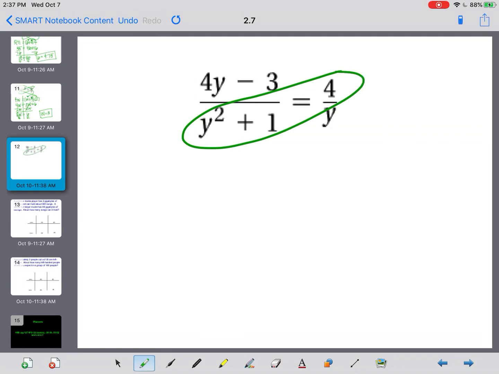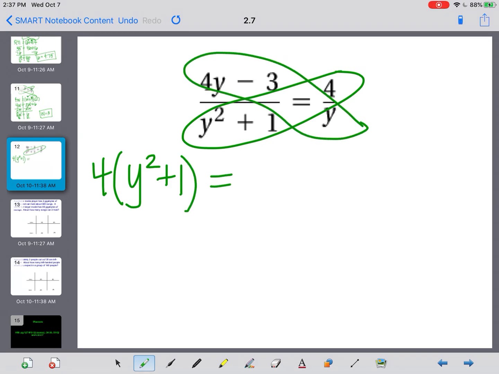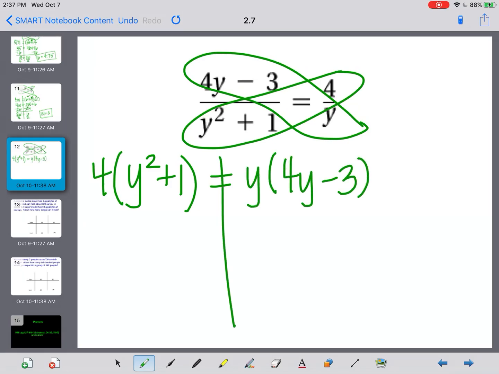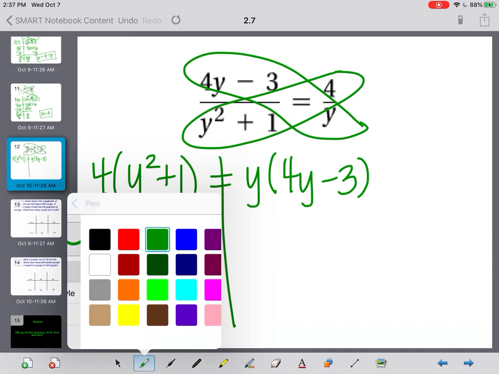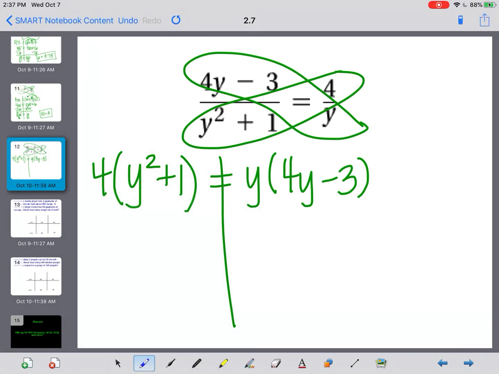Okay, one more practice without word problems, getting more intense every time. So right now I have 4 times y squared plus 1 for my first cross product. My second cross product is y times 4y minus 3.